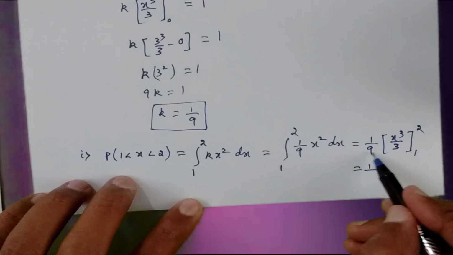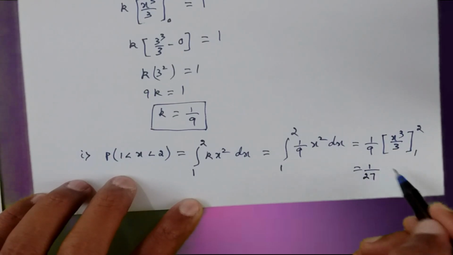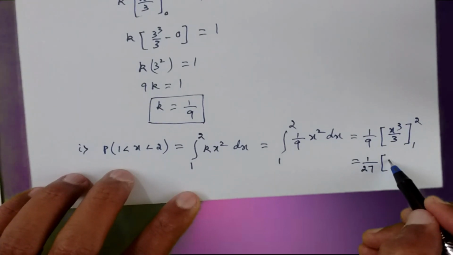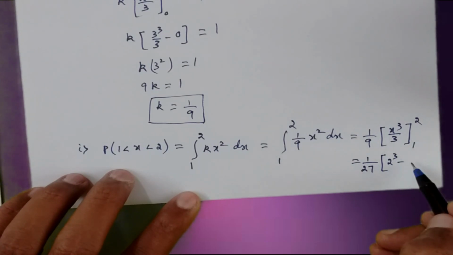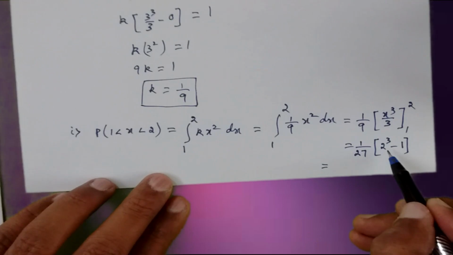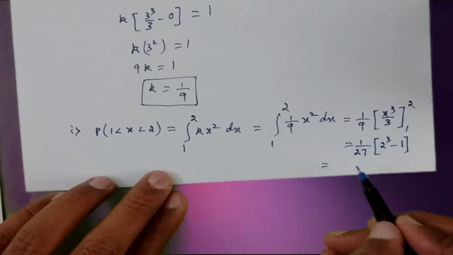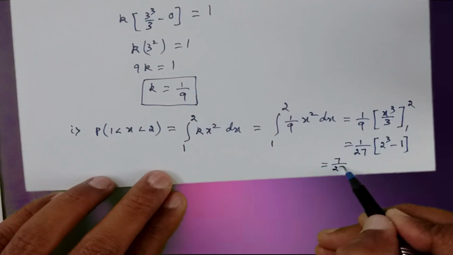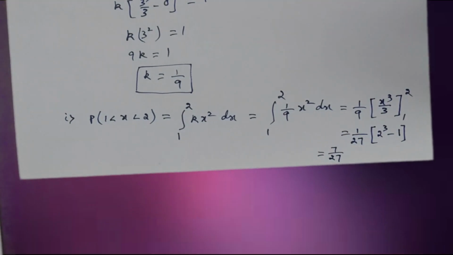That is 1 by, just multiply 9 times 3, it will be 27. Apply the upper limit value, it's 2 cube. Lower limit value 1 cube will be 1. So 2 cube is 8, 8 minus 1 will be 7. So 7 by 27. That's the first result you will be getting.